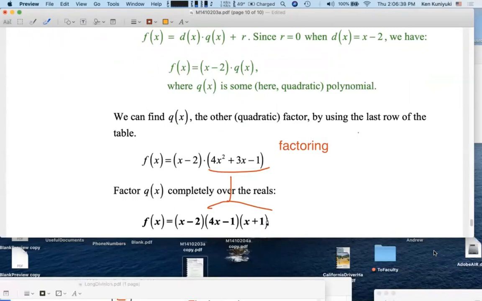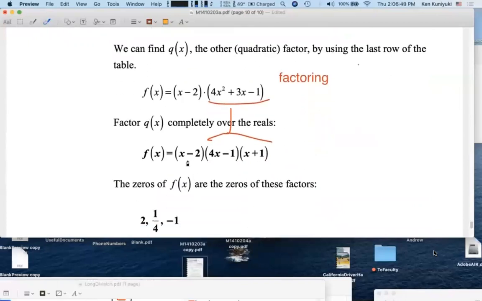And then from here, we can get all the real zeros. Set these equal to 0, solve. What are the real zeros? They turn out to be positive 2. From here, set this equal to 0, solve for x. You get 1/4. From here, you get negative 1. Now, these are the zeros of the function. These are the zeros of f of x.